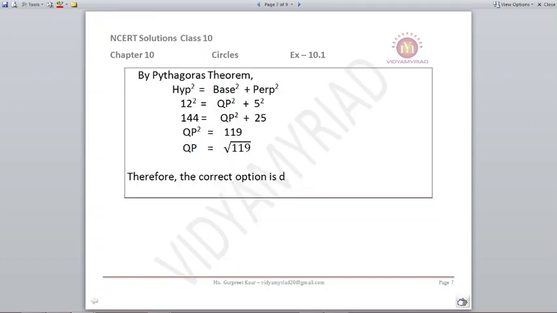So we know the hypotenuse, and we need to find the base. We know the perpendicular. So 12 square is equal to QP square plus 5 square. When you solve it, you get QP is equal to square root of 119, which means option D is correct.